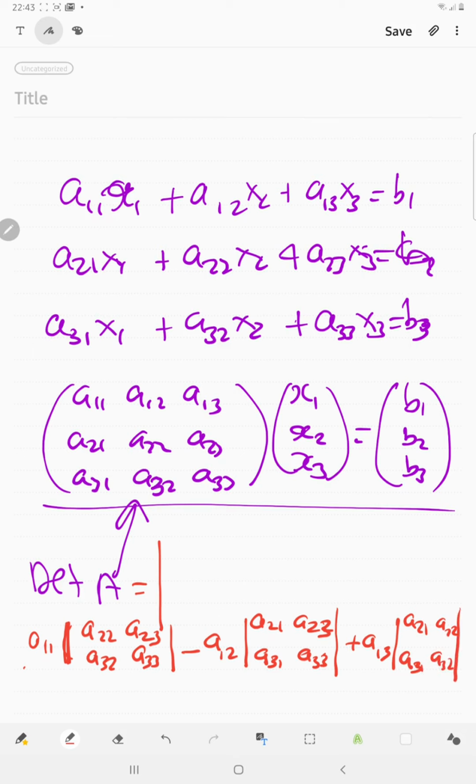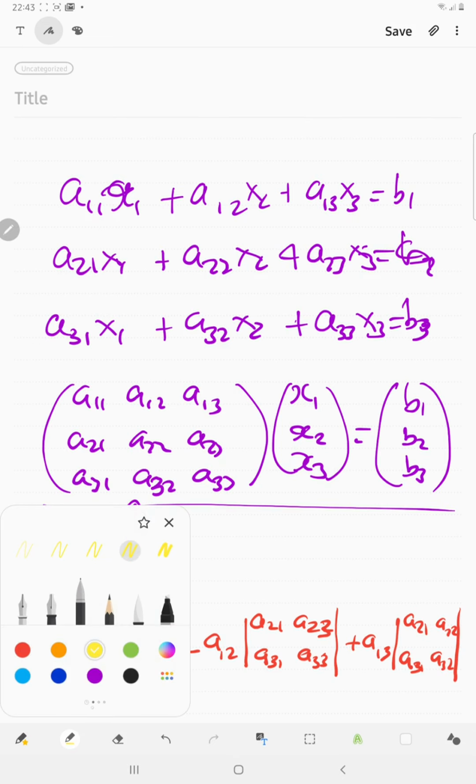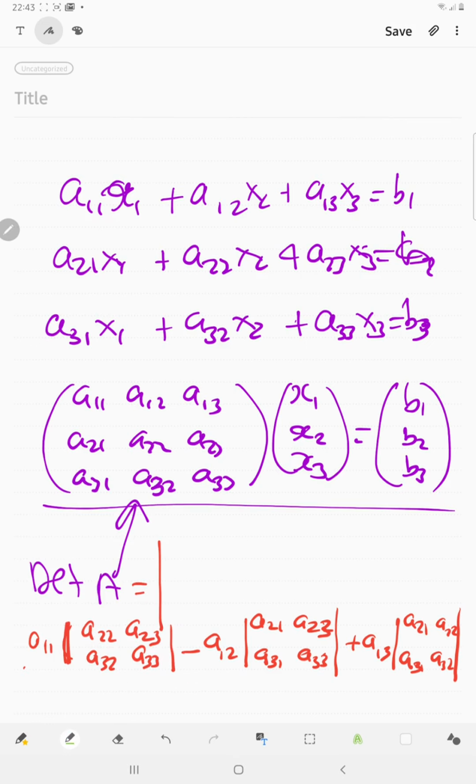So this is actually the way it goes. The signs alternate: positive, negative, positive, negative, positive, negative, positive. So that's why this is the first number, A11. We take this one as the cofactor of A11.